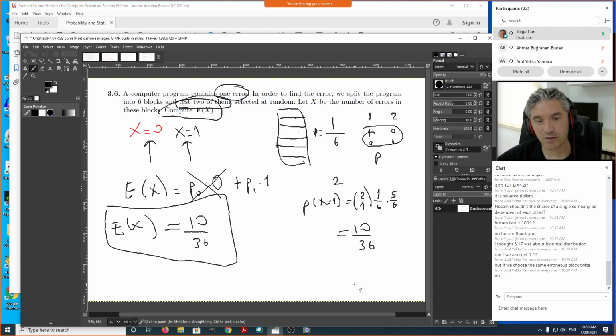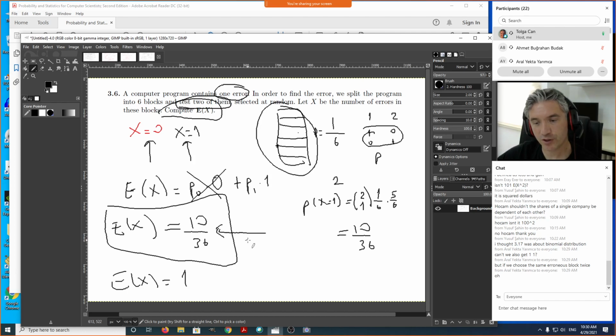So if we had just chosen 1 block, in that case, the expected number will be 1 over 6, right? So this is slightly larger than 1 over 6. And if you, for example, select the entire 6 blocks, in that case, the expected value of x, we know it's not a random variable. Actually, it's going to be 1 if you choose all the 6 blocks. All right, so this is the expected value.